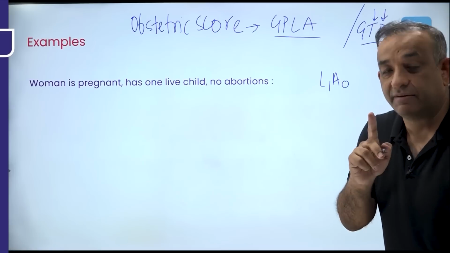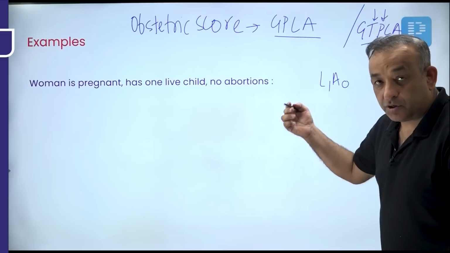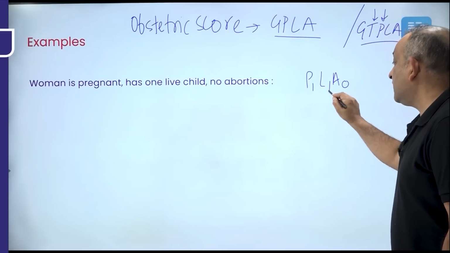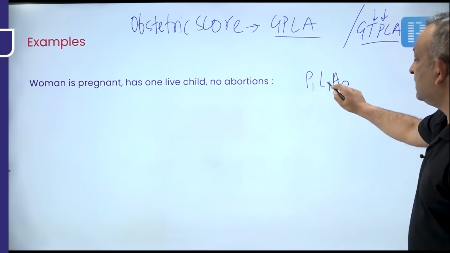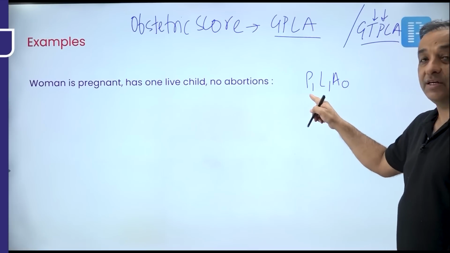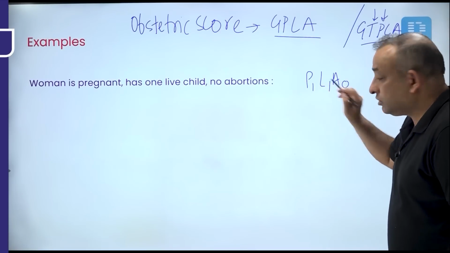Now she is pregnant, has one live child, no abortions. If she's got one live child, obviously she would have delivered one pregnancy after 28 weeks. That's why the baby is living. So we say para 1 live 1. She delivered one child and that child is living and there are no abortions. And now she's pregnant. Live is part of para.